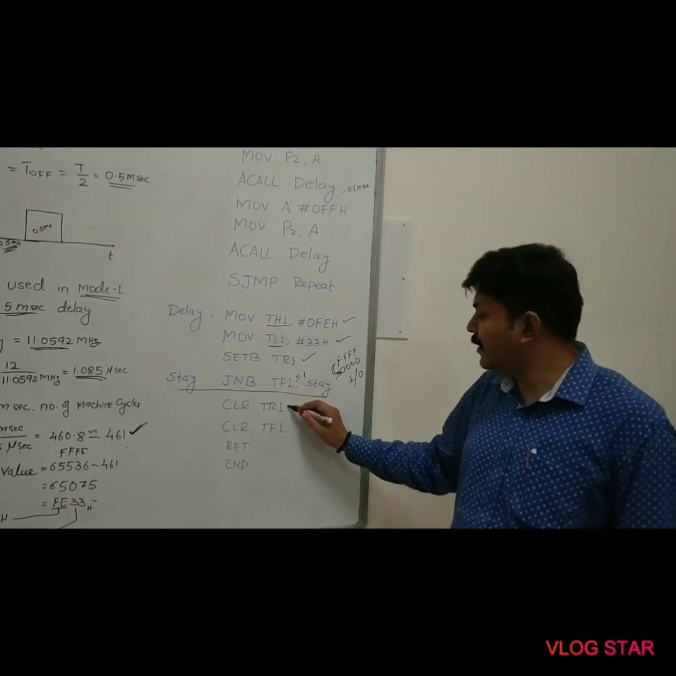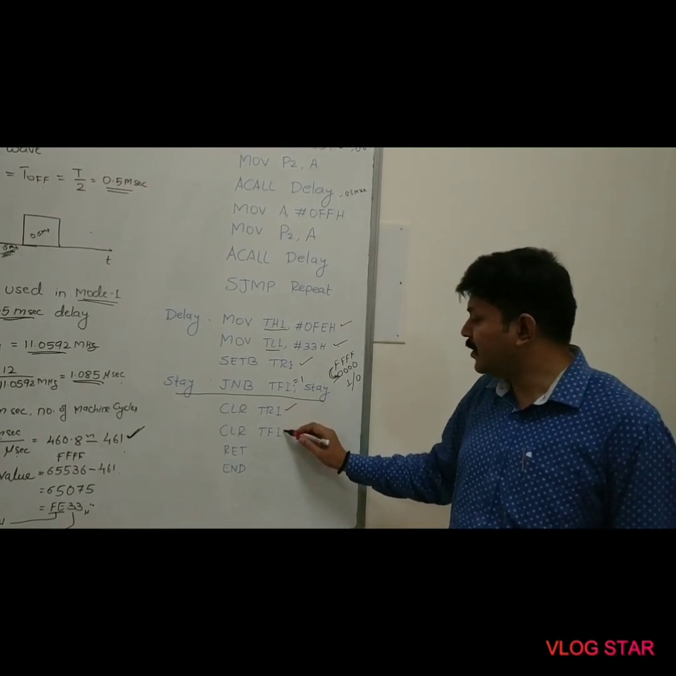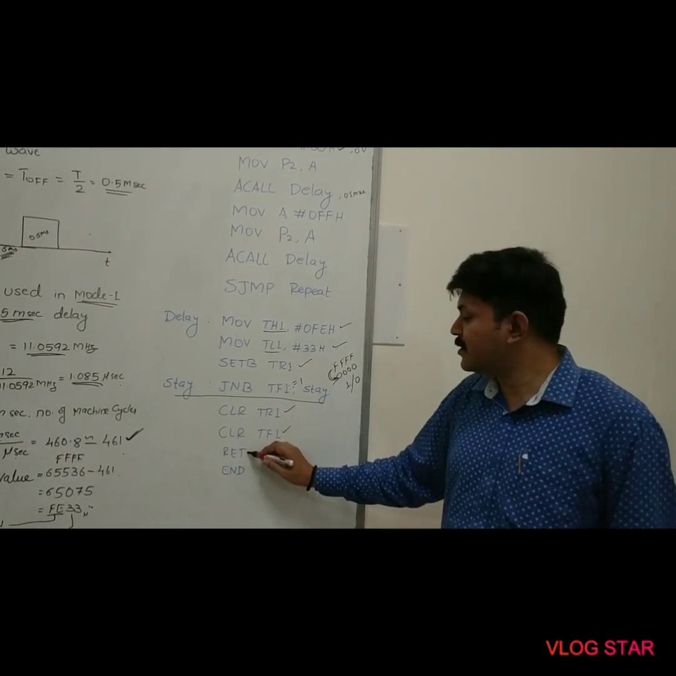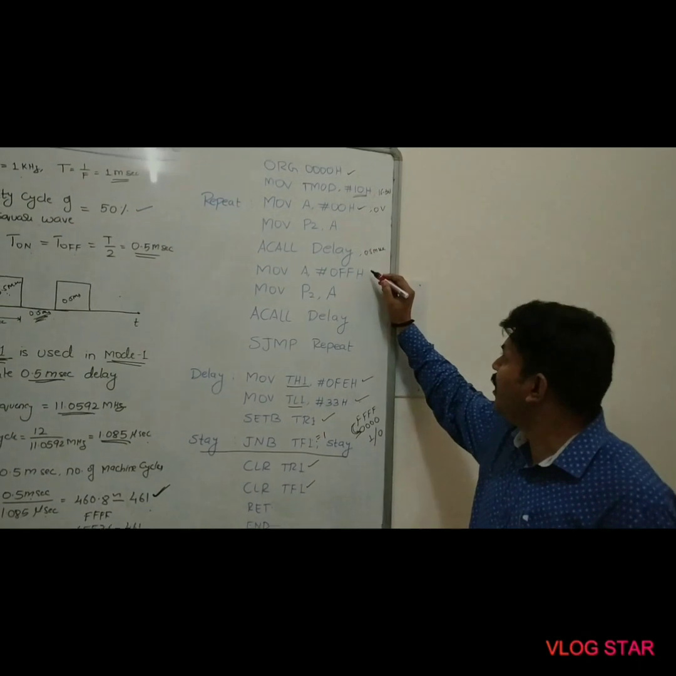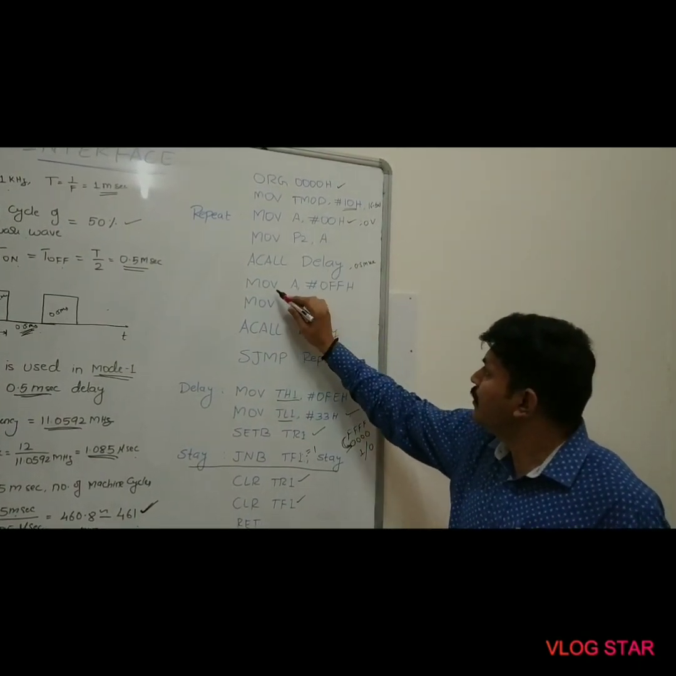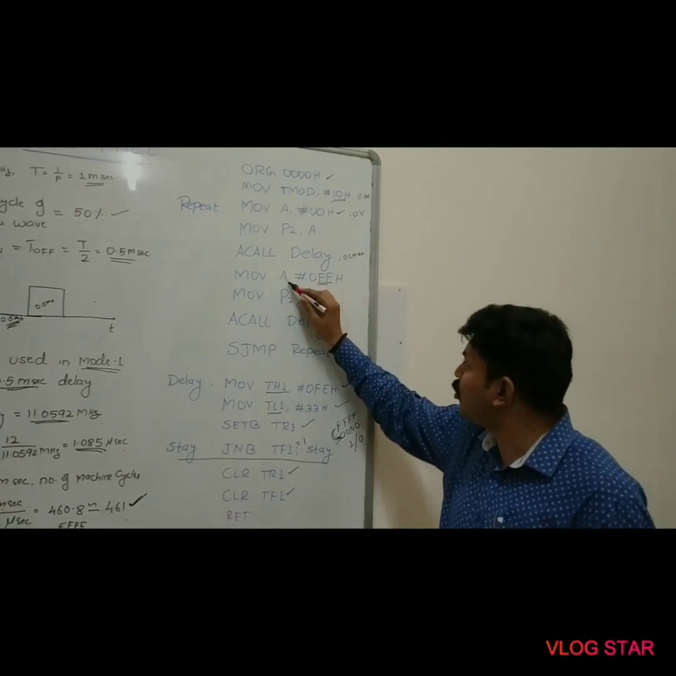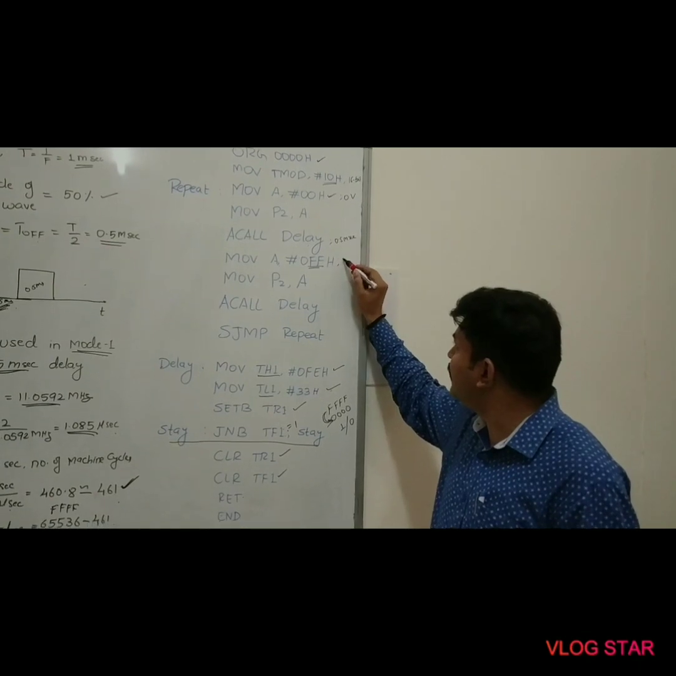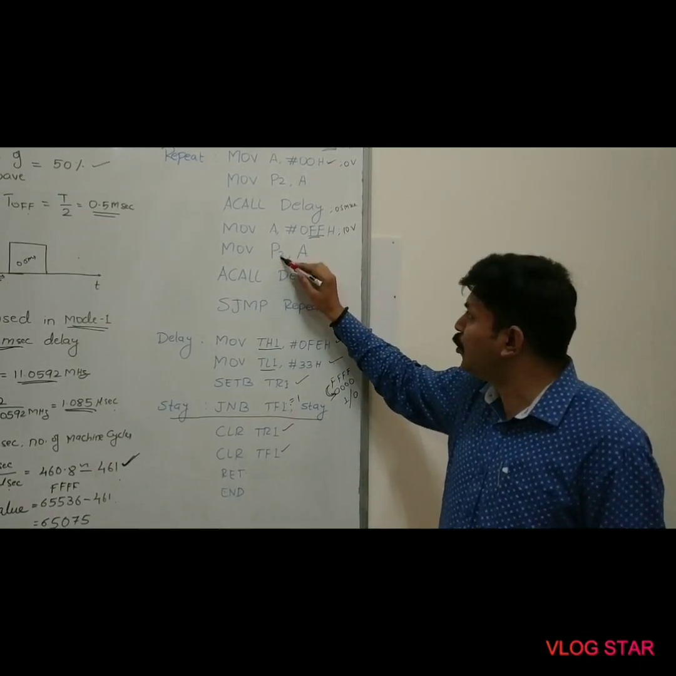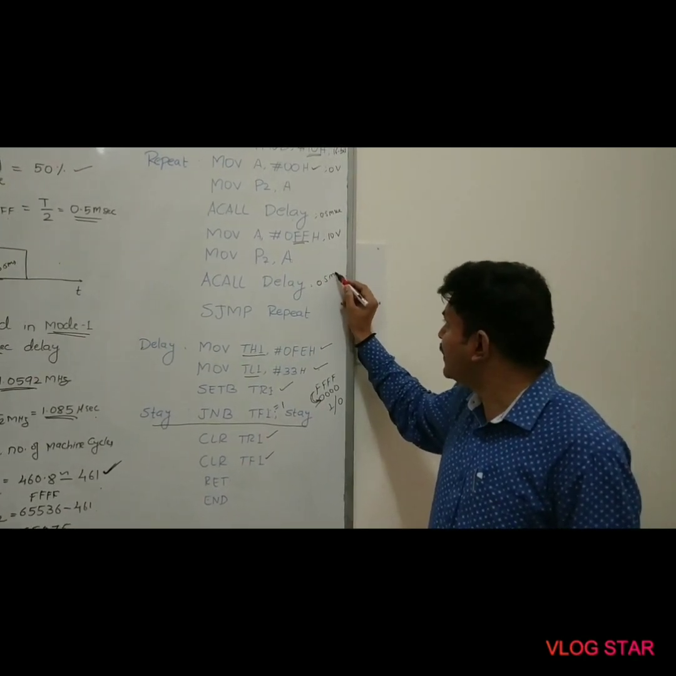Here I am clearing the TR flag, resetting the timer, and clearing the TF flag, and then return. Due to this instruction, it will return back to the main program, to the instruction after the delay call. Here I am moving the FF value into the accumulator, which represents my 10 volts, and transferring this value to port 2. And again I am calling a delay of 0.5 milliseconds.